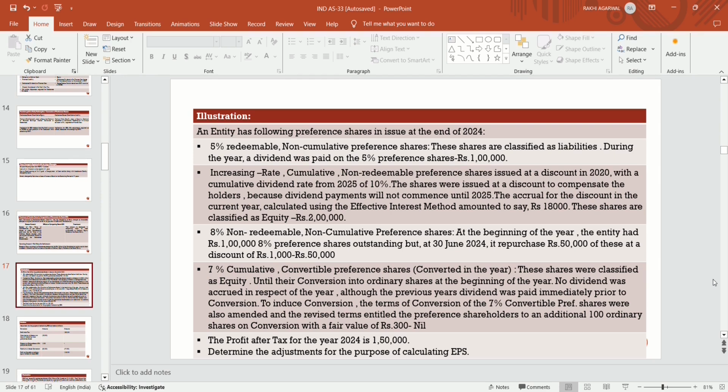So at the beginning of the year, the entity had rupees 1 lakh 8% preference shares outstanding. But at 30 June 2024, it repurchased rupees 50,000 of these at a discount of rupees 1,000.